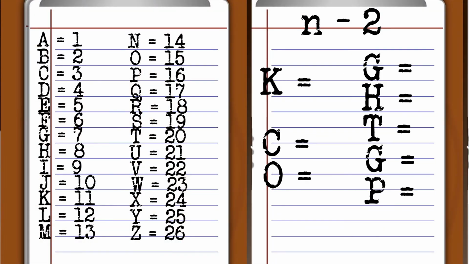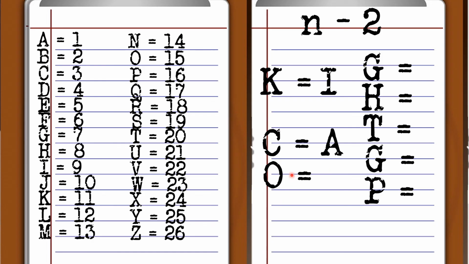Now, let us solve for the hidden message. Sino kaya tong doktor na to na nag-save sa iba pang frontliners? Here, k is equal to 11. But using the equation n minus 2, we have to move 2 units backward. Therefore, we get number 9 and it is equivalent to letter I. C is equal to 3 and subtracting 2 from 3 we have 1 which refers to letter A.